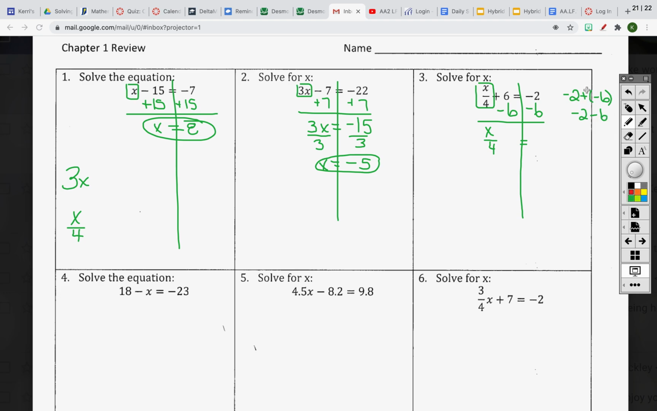Do not change this to a subtraction sign. That will give you the wrong answer. So you should see that this is going to be a -8. And then this is division, and the opposite of division is multiplication. So you multiply both sides by 4. X is equal to a -32. All right, next 3. So that was pretty easy.